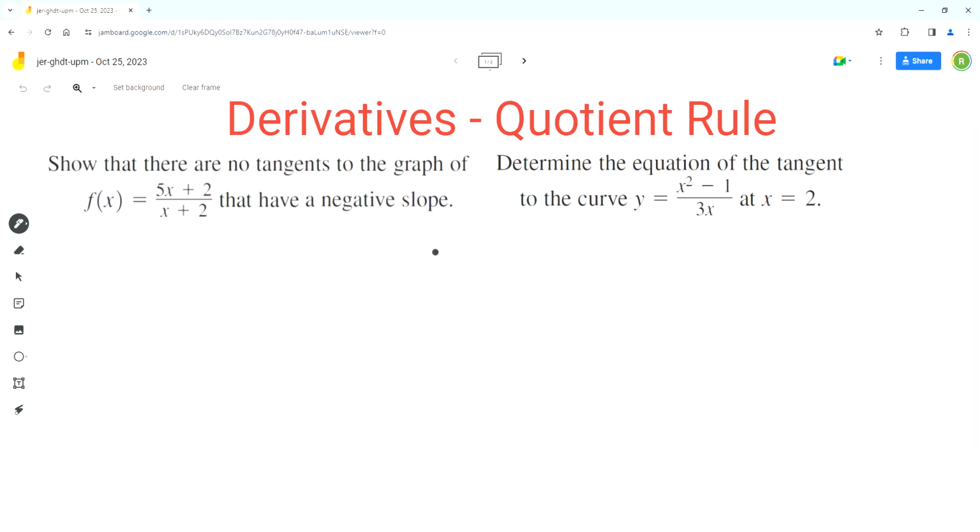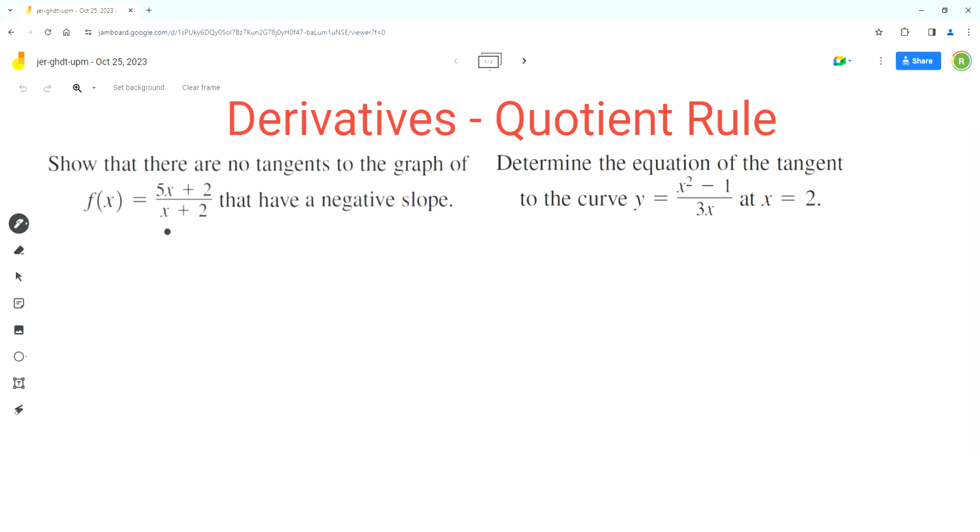So in this problem, we have to prove that all tangents to the graph of this function have either 0 or positive slope. So none of them will have a negative slope. Now since we have to analyze the slope of the tangent to this graph, the first step is to find the derivative of this function because that will represent the slope of the tangent.